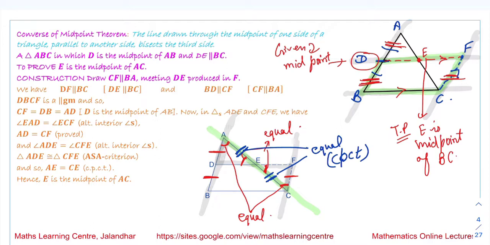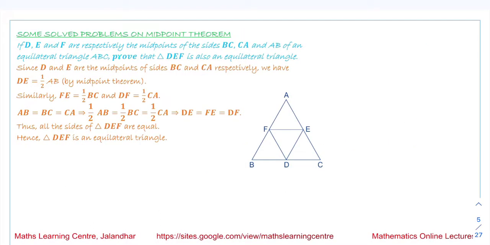In this question we are given that D, E and F are the midpoints of the sides BC, CA and AB of a triangle ABC. Further it is given that ABC is an equilateral triangle. What we have to prove is that triangle DEF is an equilateral triangle.